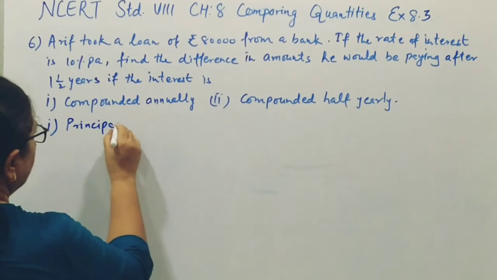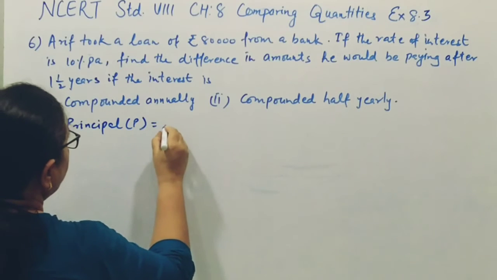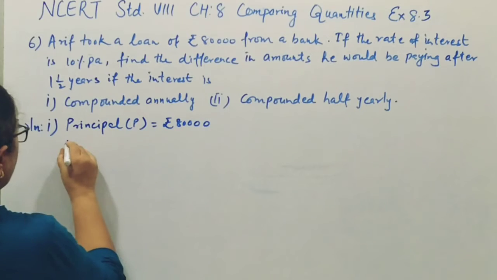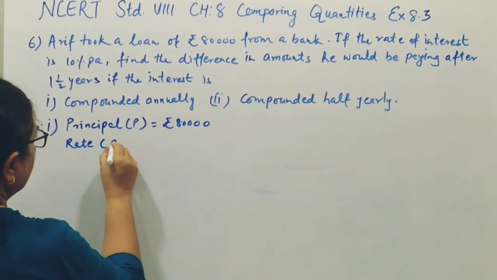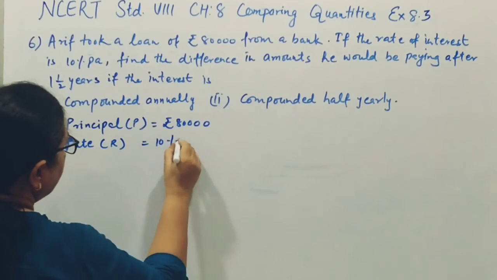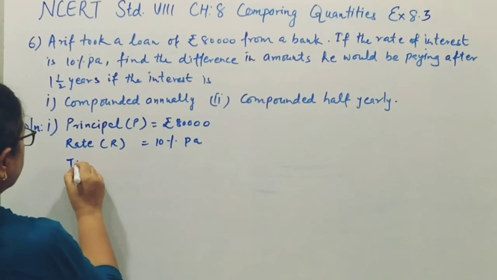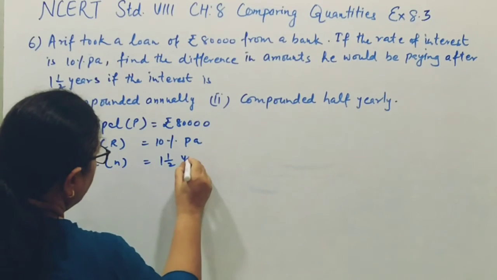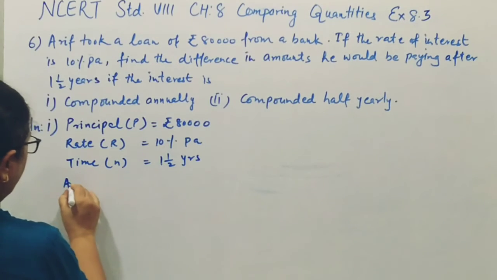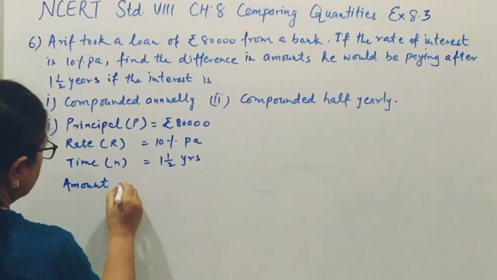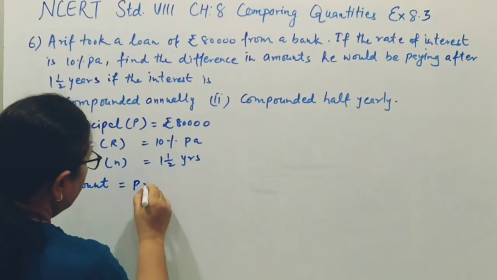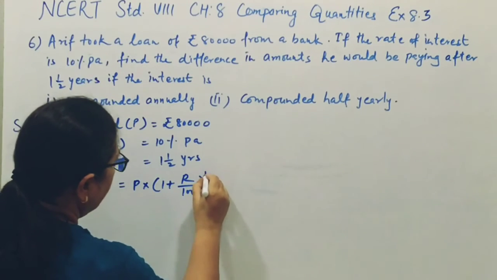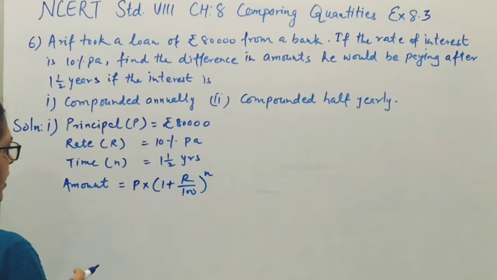Principal, rupees 80,000. Rate, 10% per annum. Time, 1.5 years. Therefore, amount is equal to P into 1 plus R upon 100 raised to power n, since it is compounded annually.